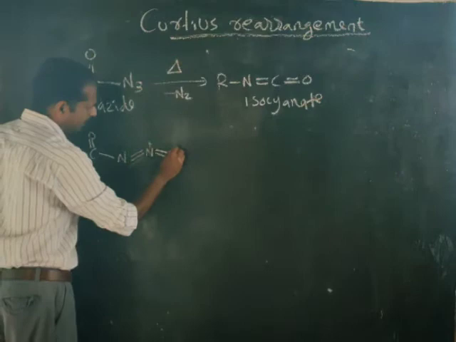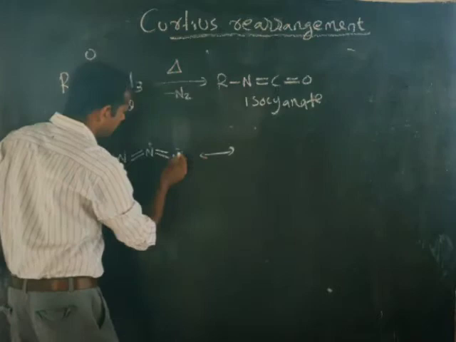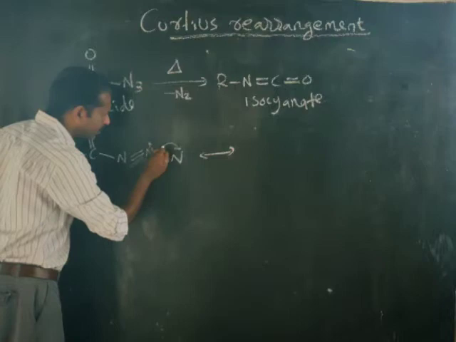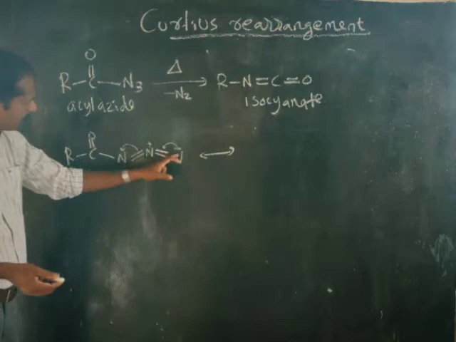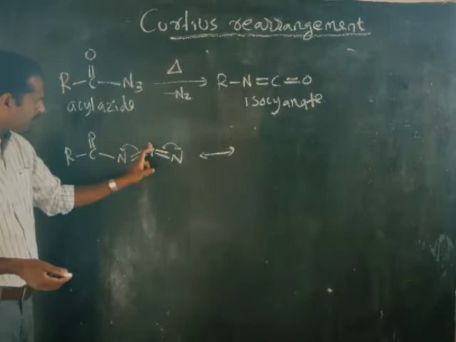Or it can be resonance stabilized like this. You can see that a pair of electrons is shifting to here. This pair of electrons is moving to this nitrogen. Correct? R-CO-N, double bond N, double bond N. So this is positively charged and this nitrogen is negatively charged. Its lone pair is used for making a bond to this nitrogen.